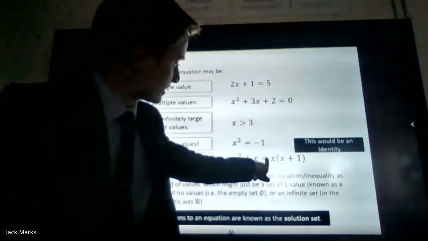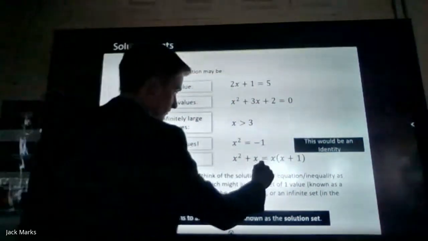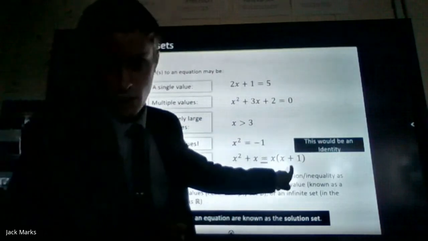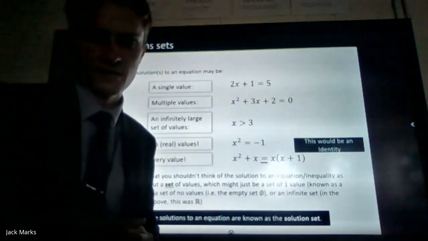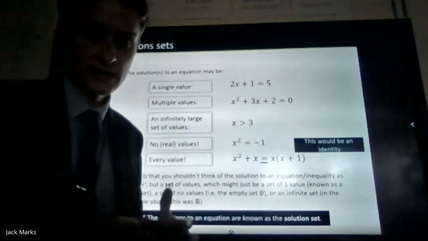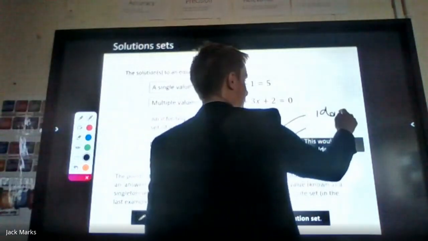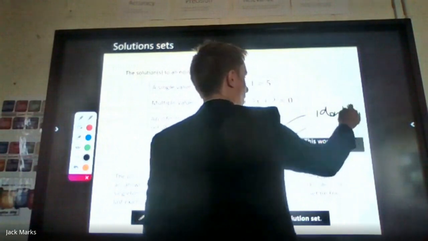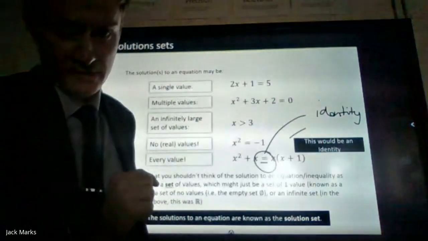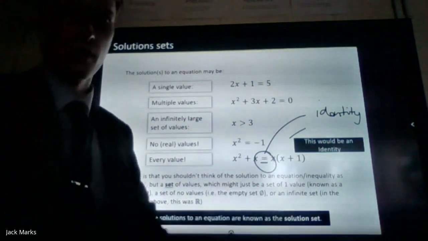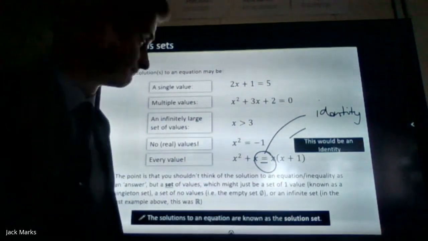So I could actually add a third line to this one, okay? Because if you expand that bracket out there, or you factorize the left-hand side, what you see is that they are equivalent. So if things are equivalent, we use this sign here. This is an identity sign. Okay, what that means is it means that that relationship holds true for every value of x. X can be 2 or 5 or 10. It doesn't matter.